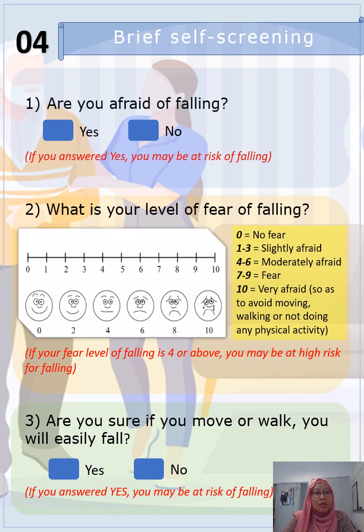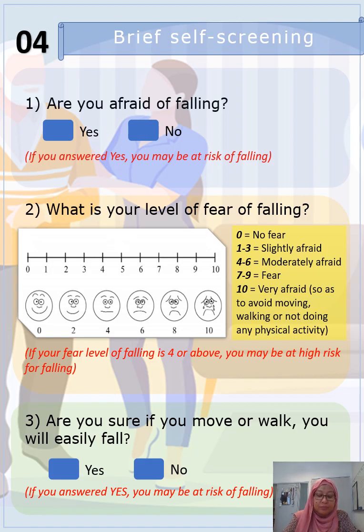They need to be given some intervention, and they need further testing. Normally you go and see the physiotherapist to do some physical testing to confirm the level of risk of falling for this kind of person.